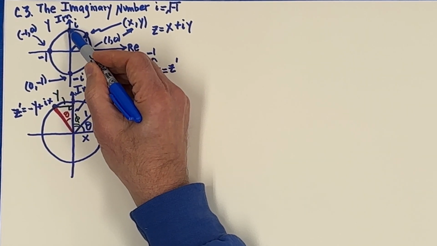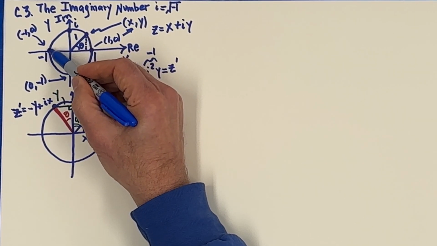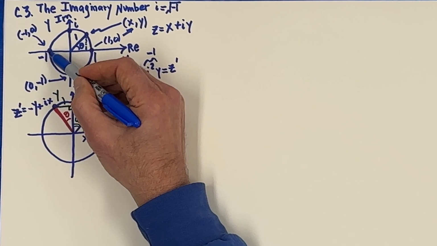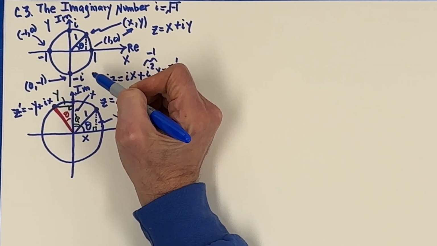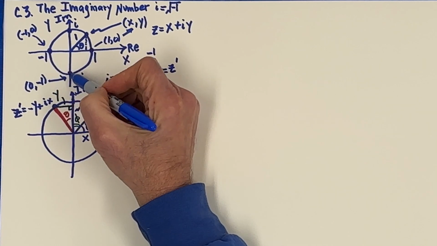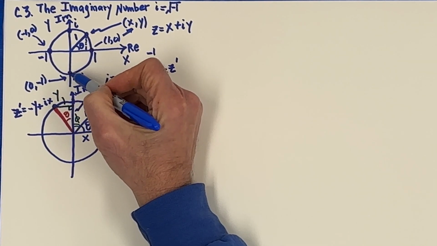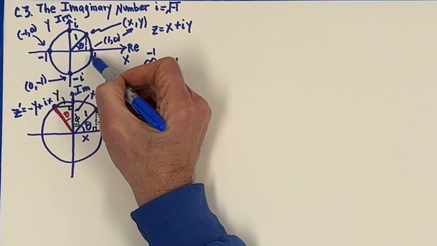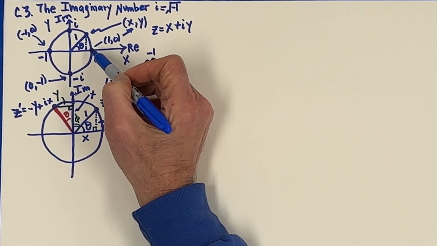You multiply by i again, we're going to rotate 90 degrees. And that's what i squared is. i squared is -1. If you multiply by i again, you get -i, which is here. And if you multiply by i again, you go up 90 degrees, you get back to 1.